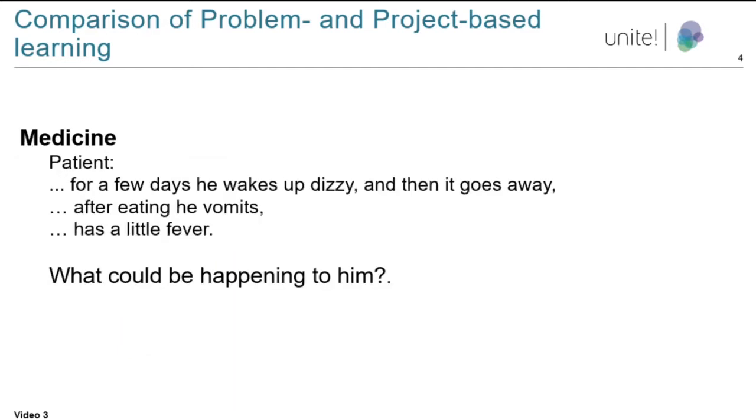A typical case of problem-based learning is that of teaching in medicine. In this discipline, the problem takes the form of a clinical case where the students, at the beginning of the activity, receive a description from the teacher of a patient's symptoms. For a few days, he wakes up dizzy, and then it goes away. After eating, he vomits, has a little fever. What could be happening to him?